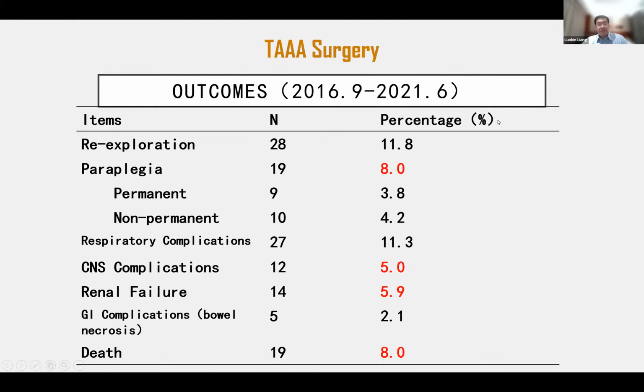So for this group of patients from 2016 to 2021, there are almost 200-something patients. Paraplegia occurred in 8%, serious complications in 5%, renal failure almost 6%, and 8% deaths.